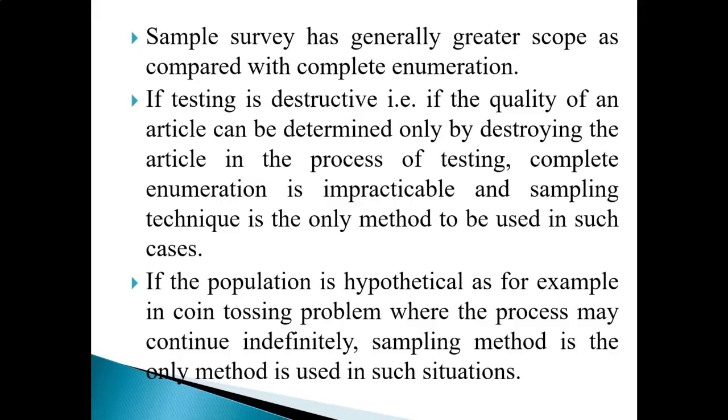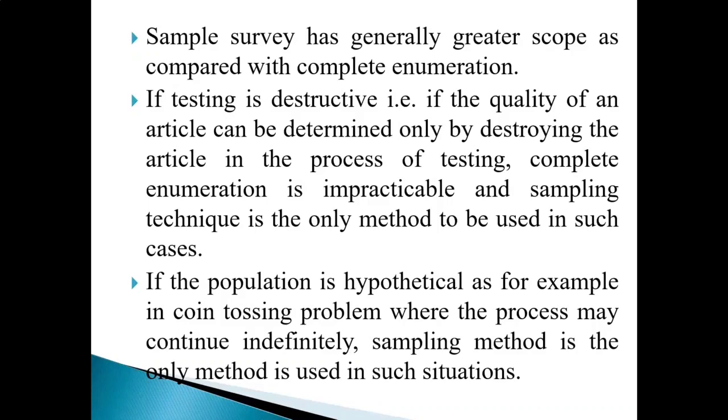The fourth point says that if testing is destructive, that is, if the quality of an article can be determined only by destroying the article in the process of testing, complete enumeration is impracticable and the sampling technique is the only method to be used in such cases. As in my earlier slides, if the population is destructive, like a matchbox producing company or a firecracker producing company, we have to go for sampling, not complete enumeration, because complete enumeration will destroy the entire population.